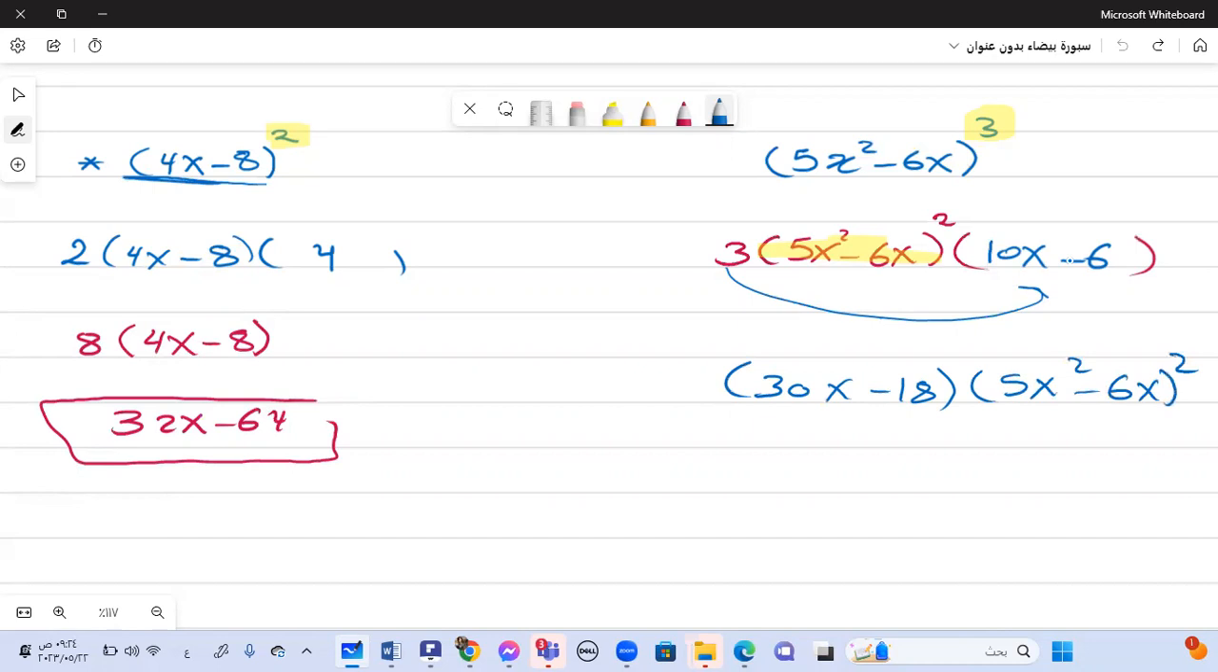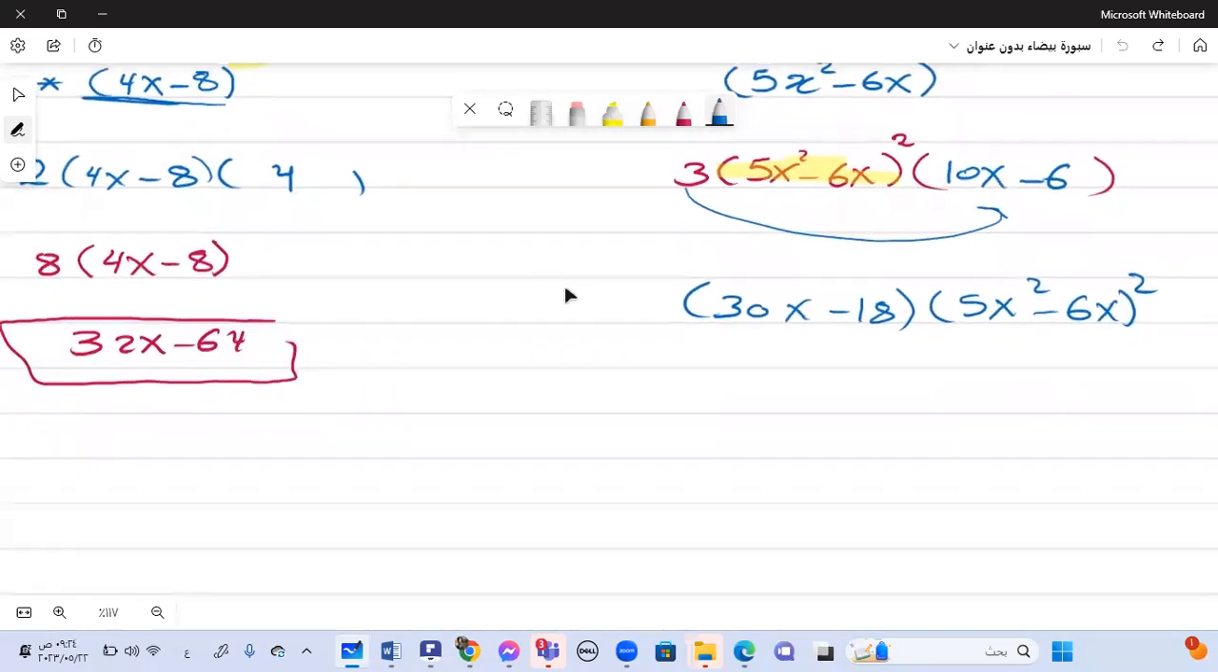This exercise is very important. Any problem about this idea? Any problem with how you can find the derivative by using the chain rule? Okay.